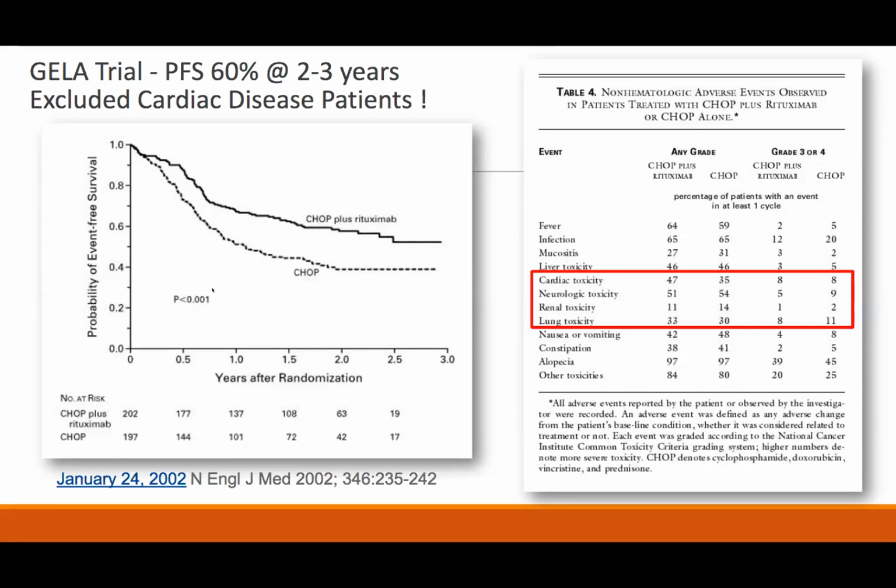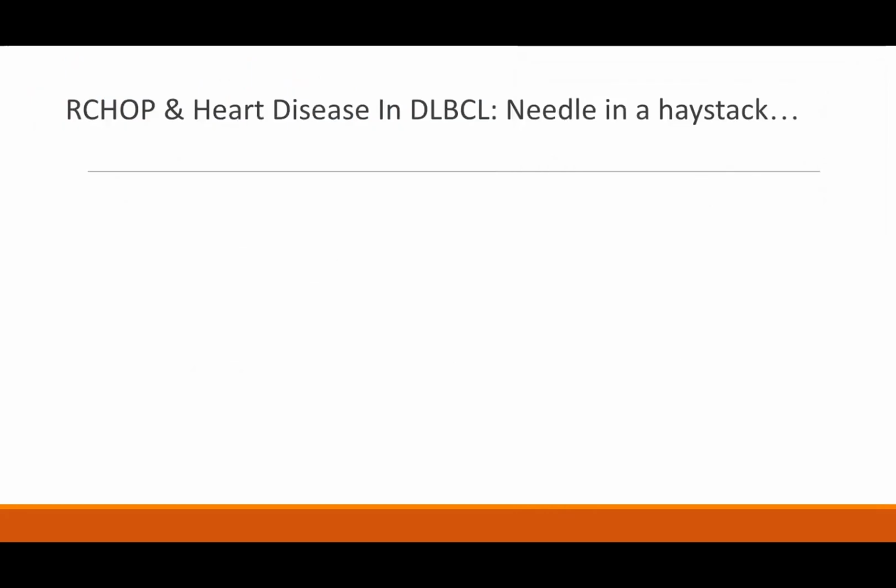So we already know this pioneering trial. It established RCHOP as the standard of care, but at what cost? If you look at the table on the right side, you will see that 50% of patients developed cardio and lung toxicity of some form, and almost 10% of them were grade 3 and grade 4. And ever since that trial has come, if we look at data about RCHOP and heart disease in DLBCL, we'll be looking at sort of a needle in a haystack.